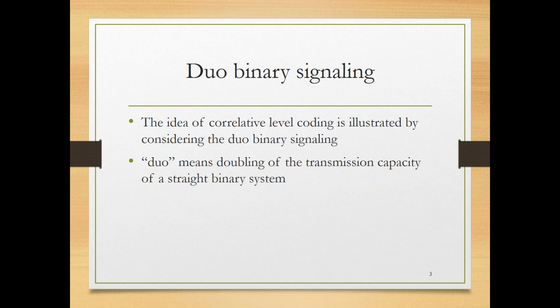The basic idea of dual binary signaling is to come up with a new signaling scheme so that you add your symbols and bits in such a way that they become on top of each other. And at the receiver, you can handle and resolve this interference and get your data back. Dual means, what does dual mean here? It means doubling of the transmission capacity of a straight binary system.